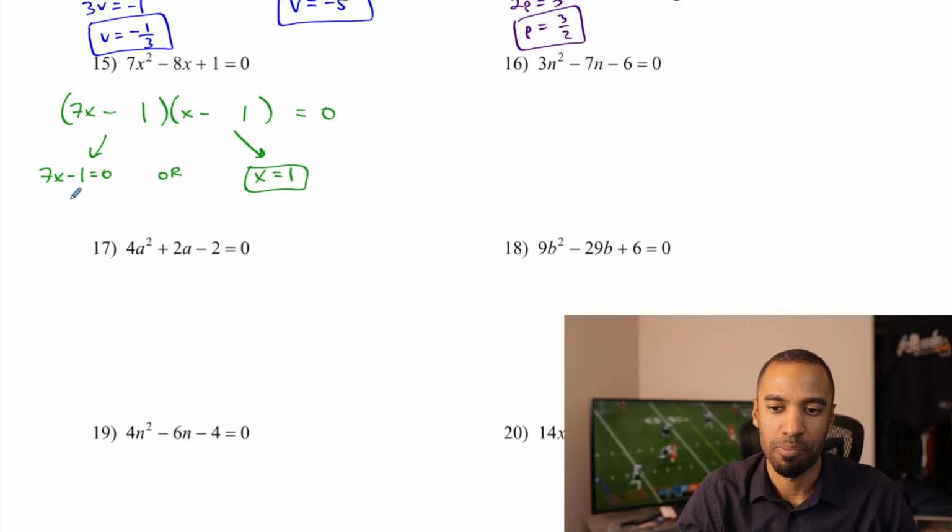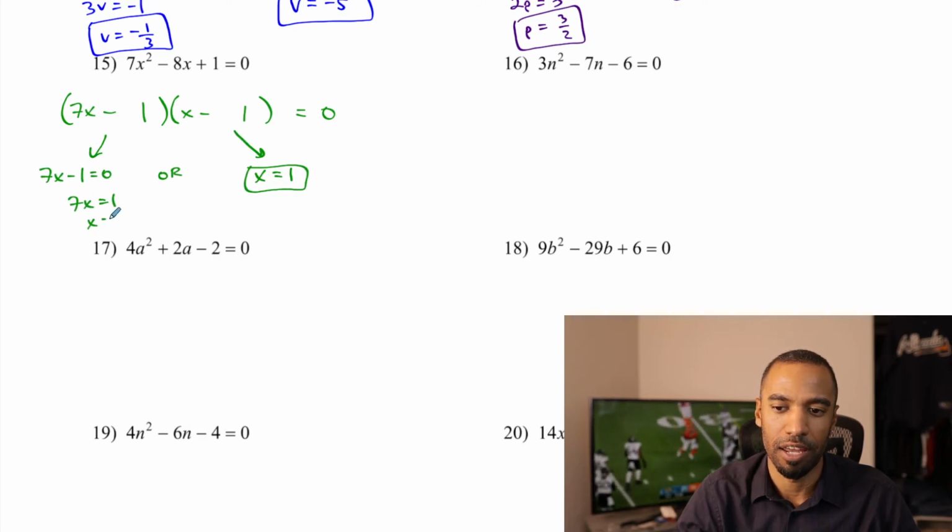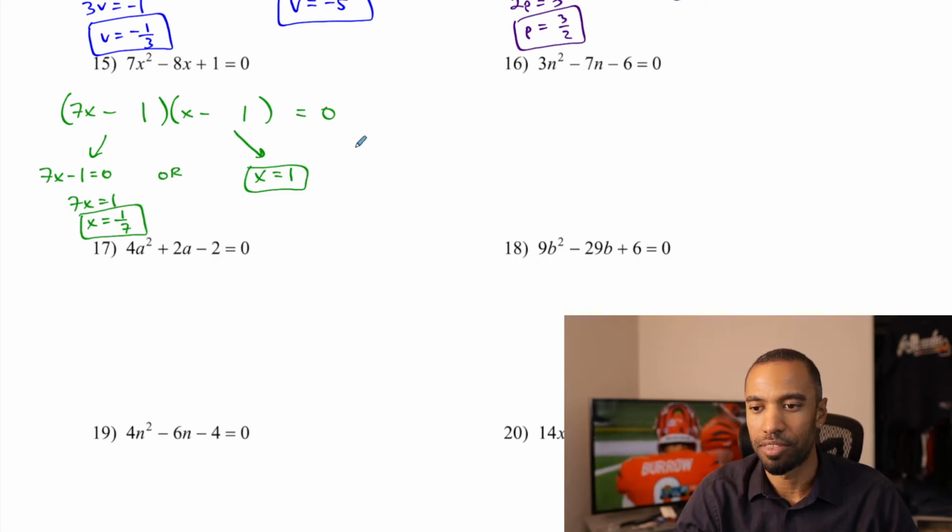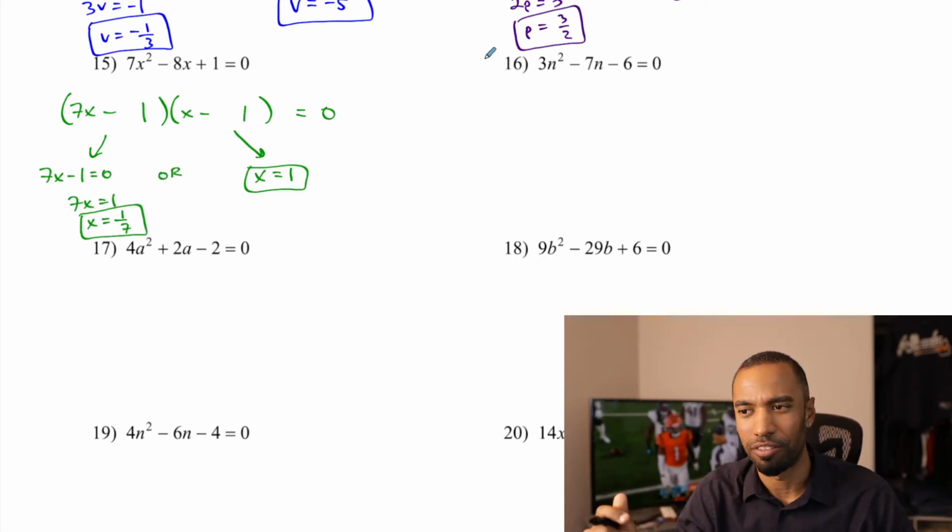So here we go. 7x minus 1 equals 0. Add 1 to both sides. Divide both sides by 7. You get x is 1/7. There we go. Either x is 1/7 or x equals 1. See, we're going through this pretty fast here.